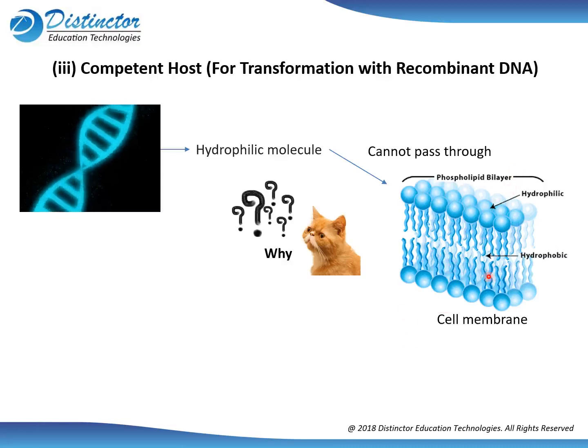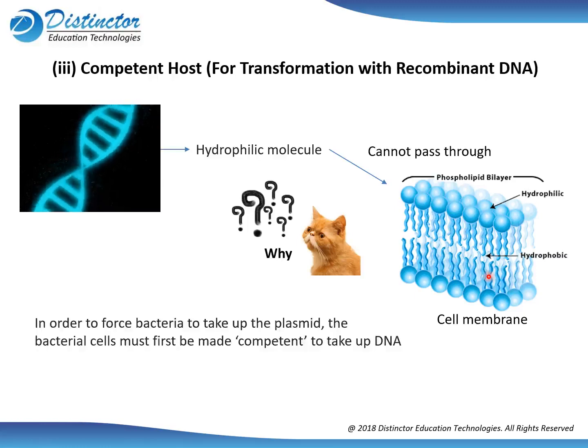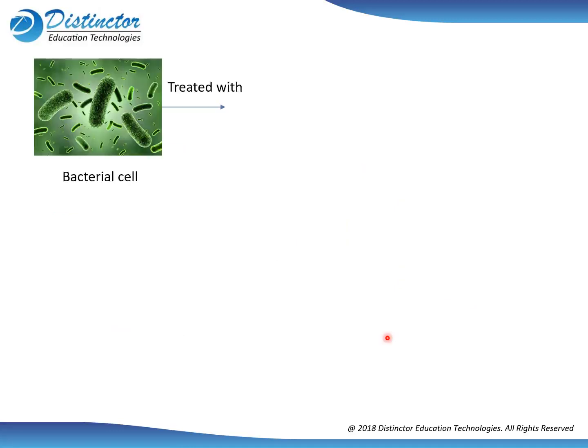So for that we need to find a solution to introduce something, or to remove something from the cell membrane or cell wall. In order to force a bacterium to take up the plasmid, the bacterial cell must first be made competent. So first the cell must be ready to accept a plasmid or to take up DNA. Now let us see how we can make a particular cell become a competent cell.